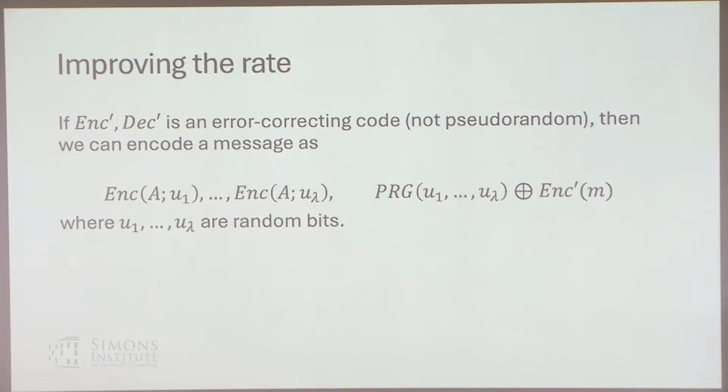Sorry, what goes wrong with using the message instead of U1 through U lambda? Do you need them to be random? The message might be very long. So it would still be pseudorandom, but you don't get the improvement in the rate.